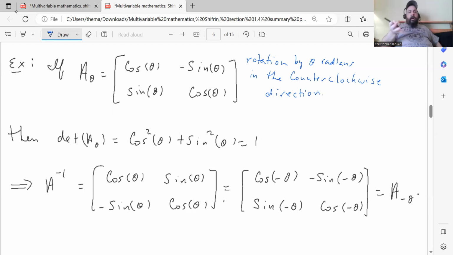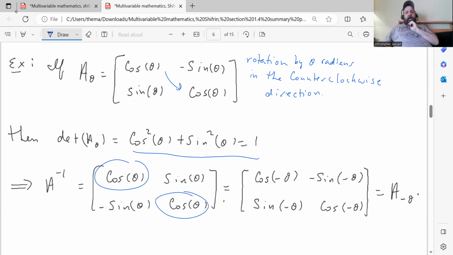Right, if you want to invert this operation, we can use the formula that we just looked at a second ago. Notice that the determinant of A theta, the determinant of this matrix, is cosine times cosine, which is cosine squared, minus a minus sine squared, sine theta times sine theta, which is plus sine squared theta. And if you remember your trigonometry, cosine squared plus sine squared is always 1. So the determinant is 1, so I don't have to worry about dividing by it because it doesn't change the value.